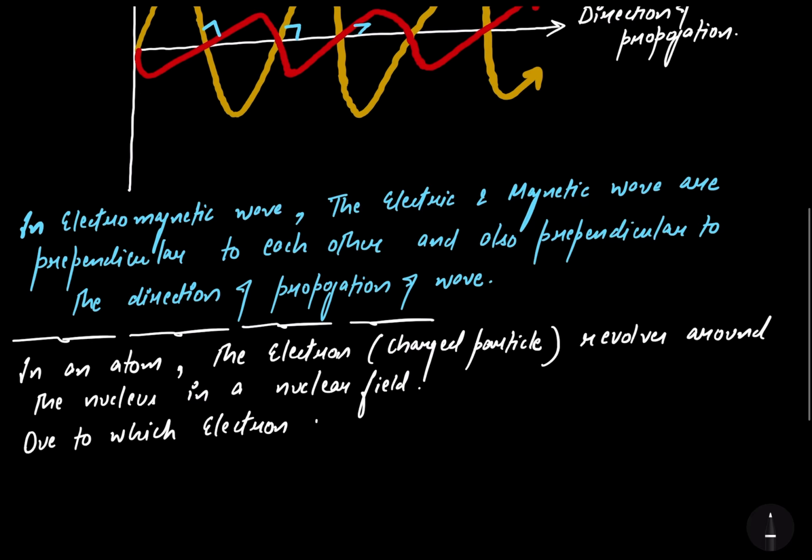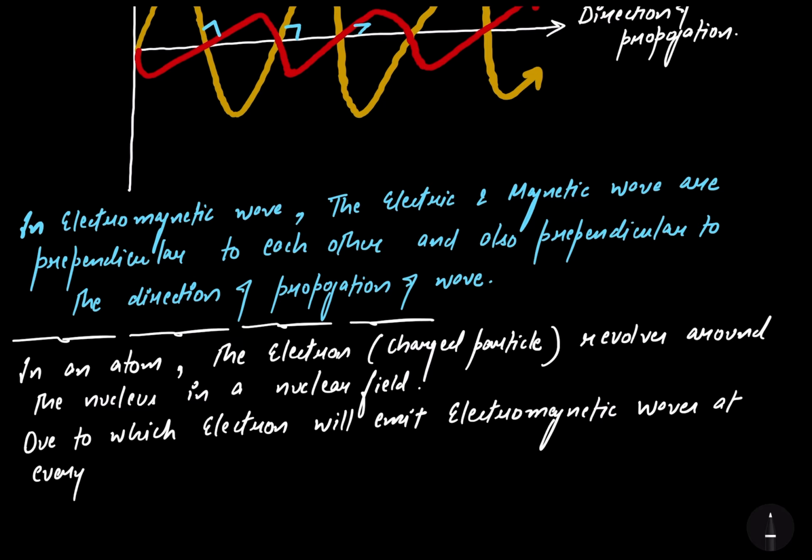electron will emit electromagnetic waves at every point of revolution. So the electron will emit electromagnetic waves at every point of revolution, because the electron, being the charged particle, is revolving in the nuclear field of the nucleus, and that field is attractive because the nucleus is positive and the electron is negative. So the electron will emit electromagnetic waves at every point of revolution.